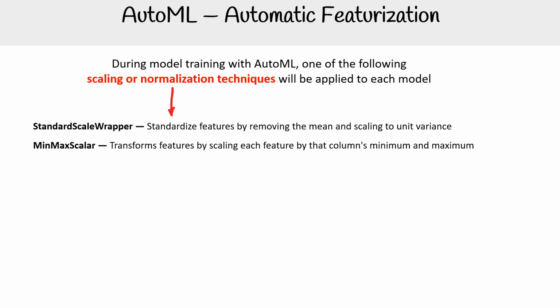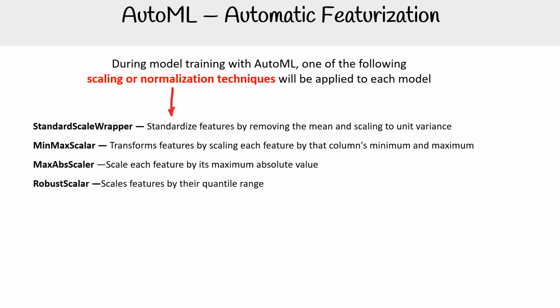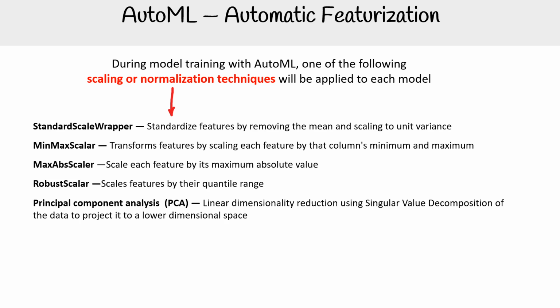MinMaxScaler transforms features by scaling each feature by the column's minimum and maximum. MaxAbsScaler scales each feature by its maximum absolute value. RobustScaler scales features by the quantile range. PCA is linear dimensionality reduction using singular value decomposition of the data to project it to a lower dimensional space.